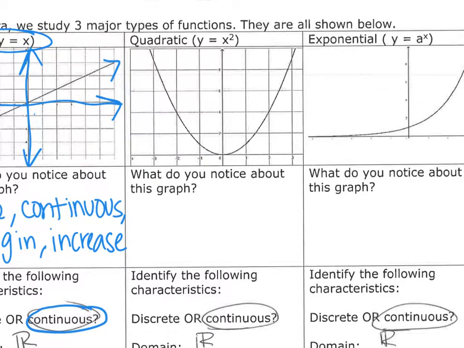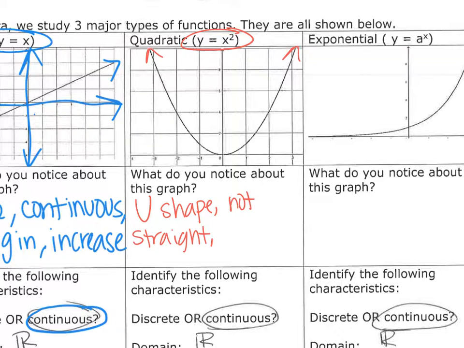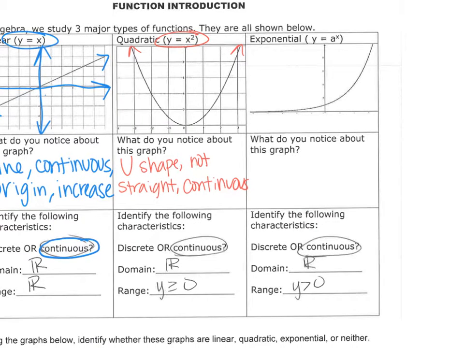The second one is quadratic. We use the equation y equals x squared to see a quadratic graph. This is my quadratic graph right here. You might notice a couple of things. First, it looks like a U shape. It's not straight, but because we do have continuing lines, we don't have lots of dots, it is continuous. You might also notice that this too goes through the origin.